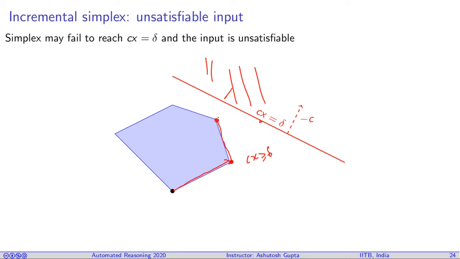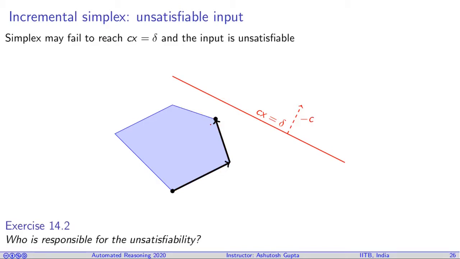And then you'll say, oh, I cannot get closer here because if I go there I get far away. Okay, so it increases the value of Cx, and actually I want to decrease the value of Cx, so I would need to go in this direction. There's no way of going there, so therefore I have unsatisfiability. So we get stuck, and then we declare that we have unsatisfiability.